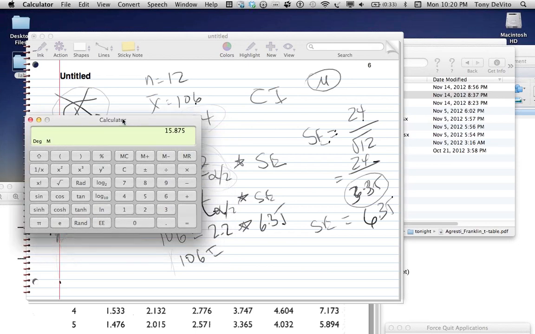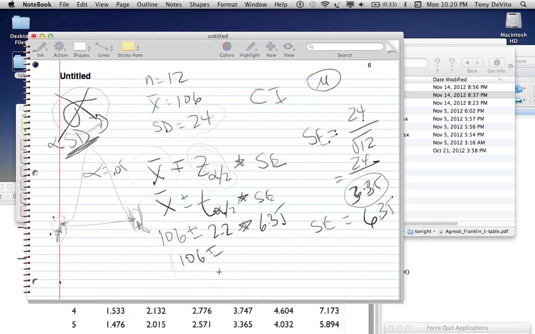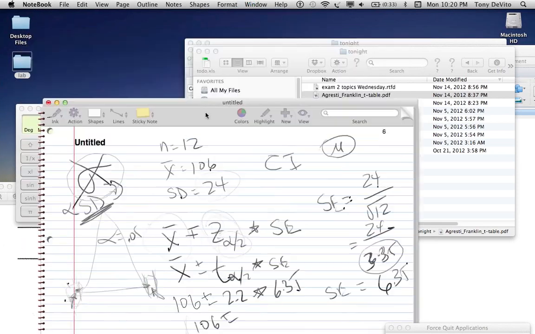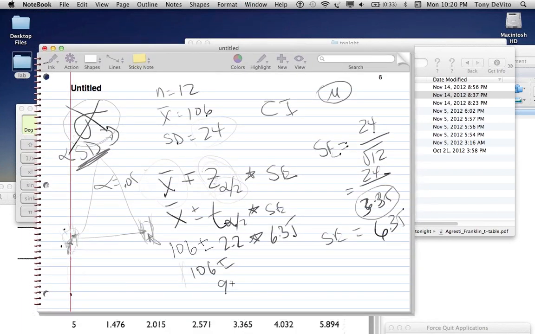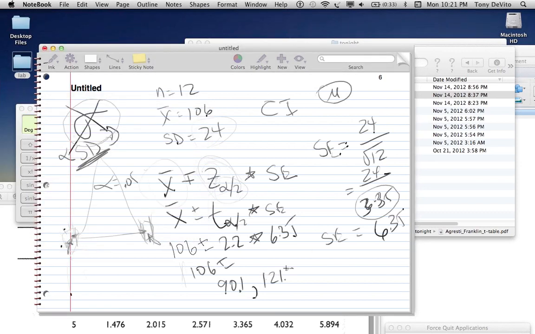Okay, and let's see, we got 106 minus that value is going to be 90.12, and I'm going to go back and say 106 plus that value. It's going to be 121.9. Okay, that's my confidence interval.